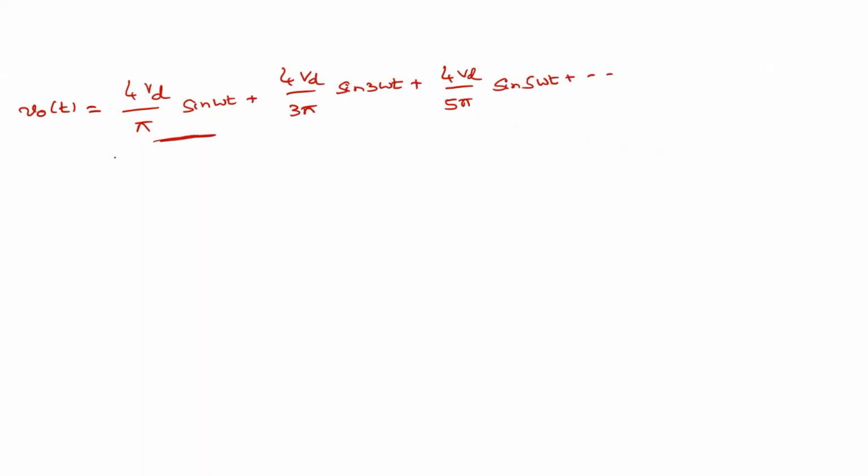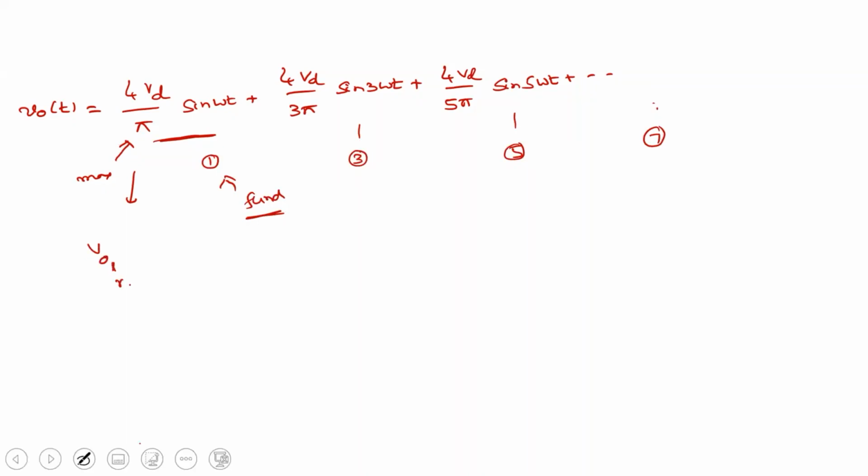So this one is the fundamental, and this is its peak value, or its maximum value. This is the third order harmonic, and this is the fifth order harmonic. Similarly, we have the seventh order harmonic. We are only interested in the fundamental, and this is its peak value. So now what is the RMS value? V naught 1 represents the fundamental. So this is the RMS value. What is its RMS value? 0.9 Vd.